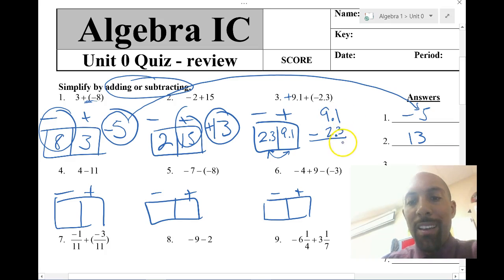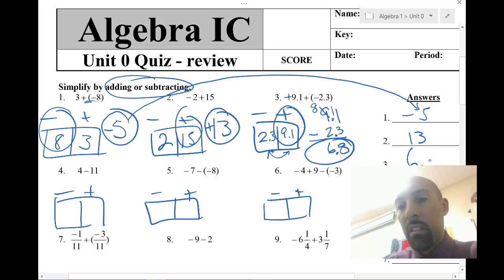Okay, now 1 minus 3. I can't do that, so I have to go to the next number. Take 1 away. Okay, I take 1 away, now it's 8, and I put the 1 there. So that 1 becomes 11. 11 minus 3, 8. 8 minus 2, 6. And then bring down the point. And I still need to look over here and say, which one's bigger? 9.1, so that I know it's plus, or it's positive.